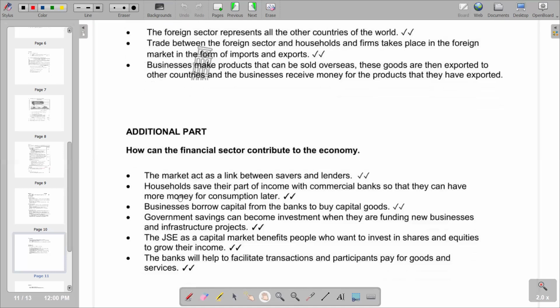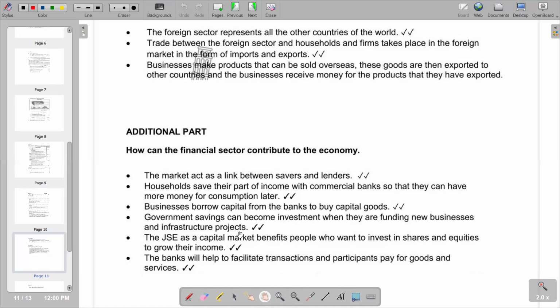And then next point, the households save their part of income with commercial banks so that they can have more money for consumption later. So you see that when households want to save money, they go to financial institutions and commercial banks, and then they save their money there. But also, when they want to access credit lines to borrow money, they also go to those commercial banks. So you see that the link that exists is being executed by the commercial banks.